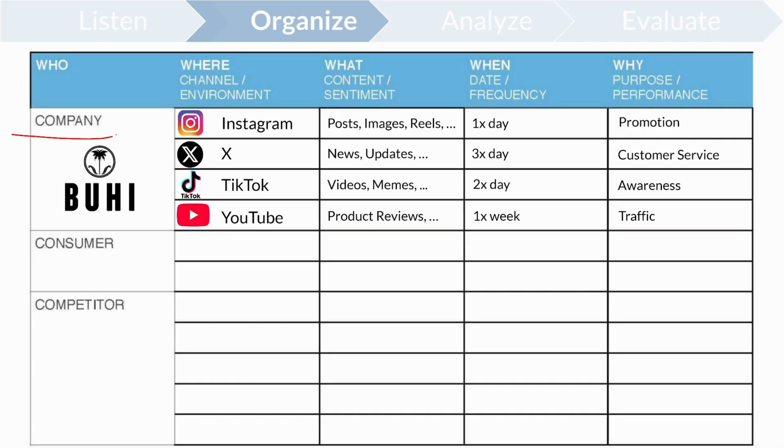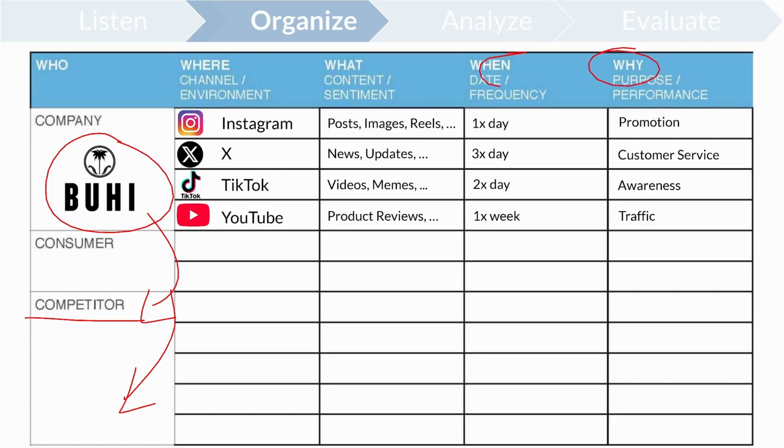And you want to do this about yourself, your own brand, your own company, your own product. About your consumers, here you can be general or you can break it down between persona 1, persona 2. You can be as detailed as you want. And super important, competitors. What are the main competitors of Buhi doing? What are they using Instagram for? How many times are they posting it? What's the main reason they use it? What's the why, when, what, where of our competitors?